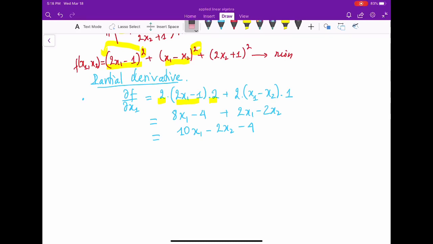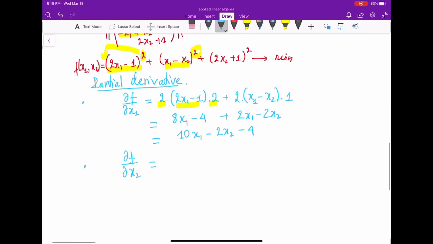Now let's differentiate the function with respect to x2. In order to find the partial derivative of this function with respect to x2, the first term does not have x2, so its derivative is 0. For the second term, I use the chain rule: 2 times (x1 minus x2) times negative 1, because the derivative of negative x2 is negative 1.